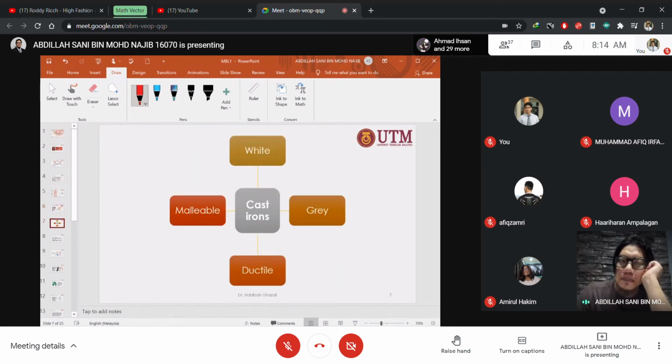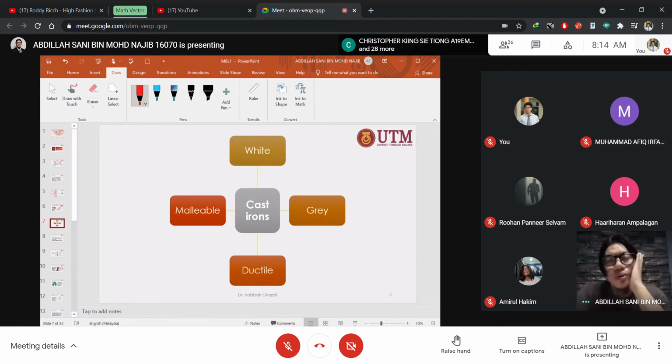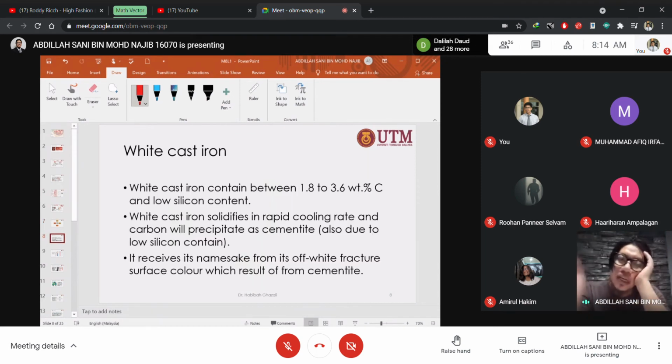But actually we have four types of cast iron based on the microstructure, based on how it solidifies. Based on the composition, we classify four types of cast iron: white cast iron, gray cast iron, ductile cast iron, malleable cast iron. So we have four. Okay? And we will have a look at each of them.